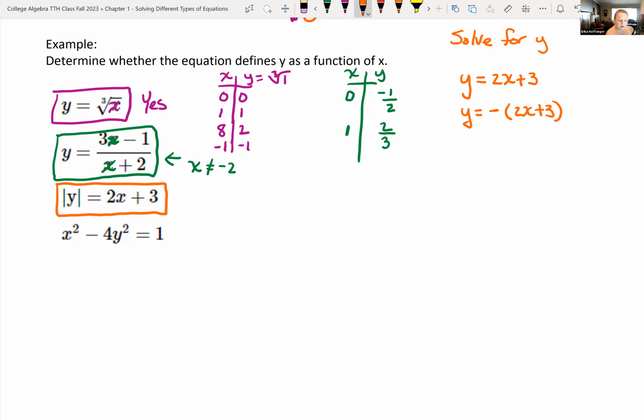And so in this example, if I plug in x, well, there's two separate equations for x. So for instance, if I plugged in 0, well, if I plugged it into the first equation, I get 2 times 0, which is 0, plus 3 is 3. But if I plug in 0 into the second equation, I would get 2 times 0 is 0, plus 3 is 3. But 3 times that negative in front would give me back negative 3. So here's an example where one input is giving us back two separate outputs. So this is not a function.